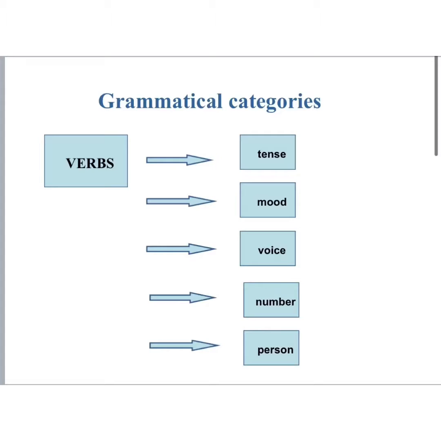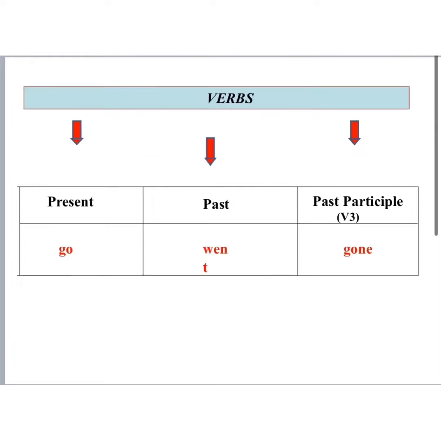The verb is the most complicated part of speech in all languages. The verb is the only part of speech which has a great number of grammatical categories such as tense, mood, voice, number, and person. English verbs have three forms: present, past, and the past participle. Or we can say present is the first form, past is the second form, and the past participle is the third form. For example, go, went, gone.